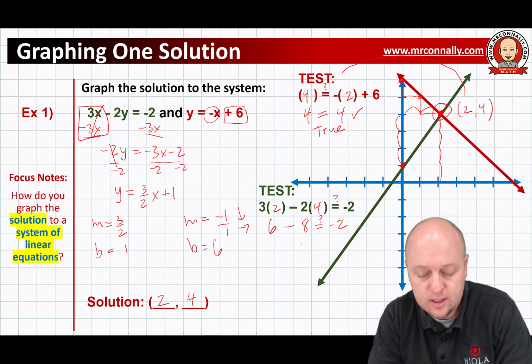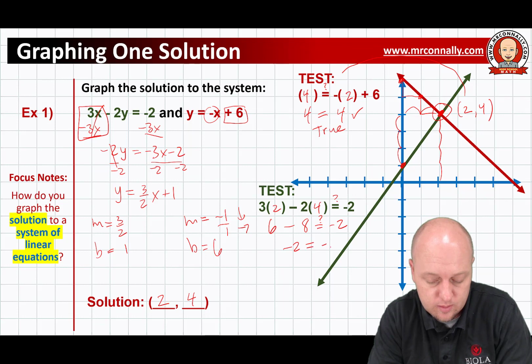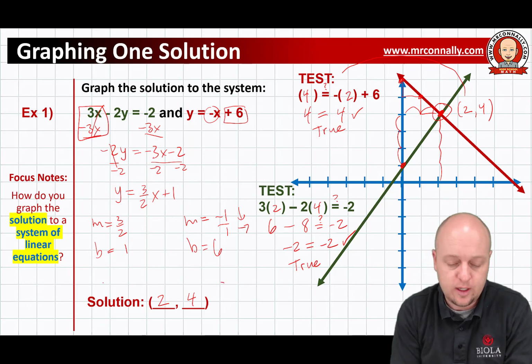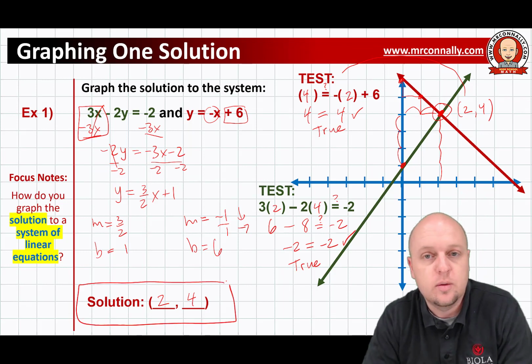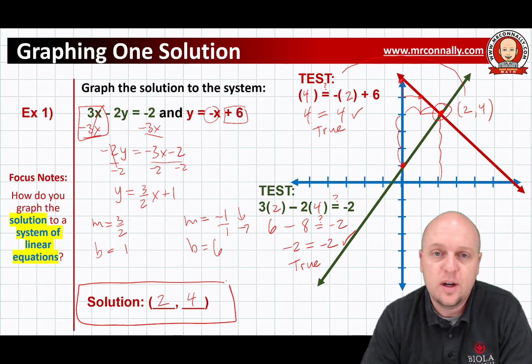And 6 minus 8 is negative 2. So that checks out, and this is true. So that means our final solution is x equals 2 and y equals 4. All right, finish that up. You ready to move on? Let's look at another situation.